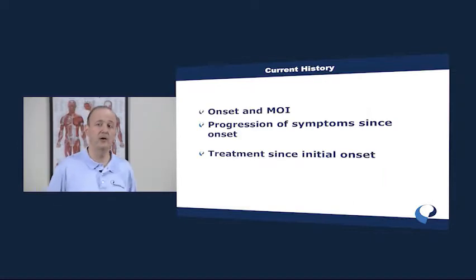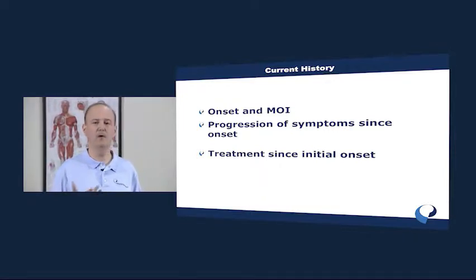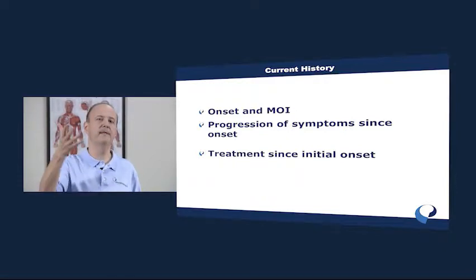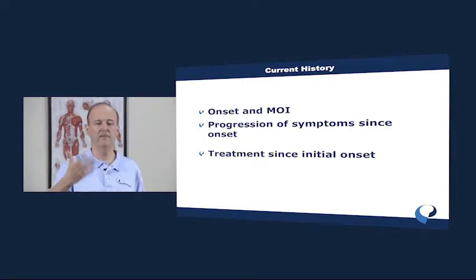So you can start to see the body charts and recognize presentations based on the body chart. Then you want to ask them the current history, the onset and mechanism of injury. So when did it happen? How did they do it? What were you doing? Progression: did it start out, oh, I did something, I felt it right away, or something that took a little bit of time? I lift up something, 2 days later, some type of inflammatory response, then I wind up having my symptoms.